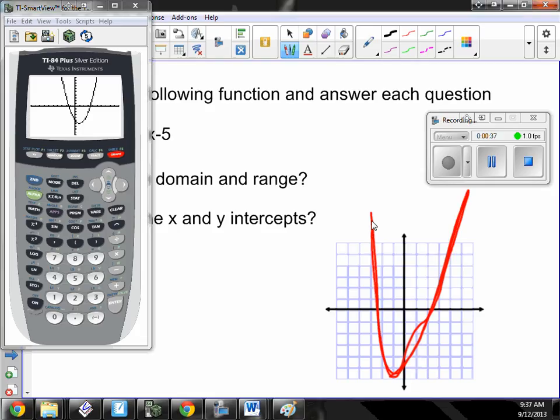So, domain. Are there any x values that do not have representation on the graph? No, they're all there. So my domain, x equals the real number set. Are there any y values for my range that do not have representation? Stuff below negative, looks like 6 to me. Below negative 6. So my range would be negative 6 comma infinity.